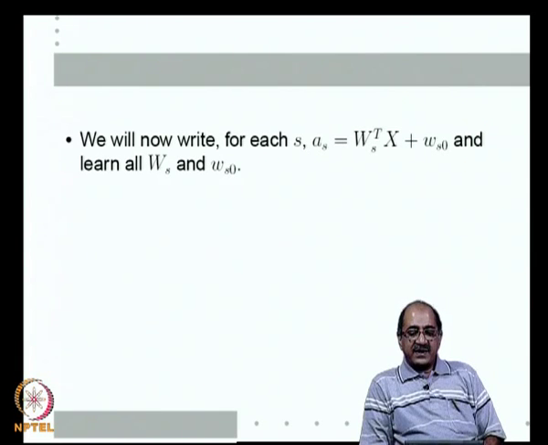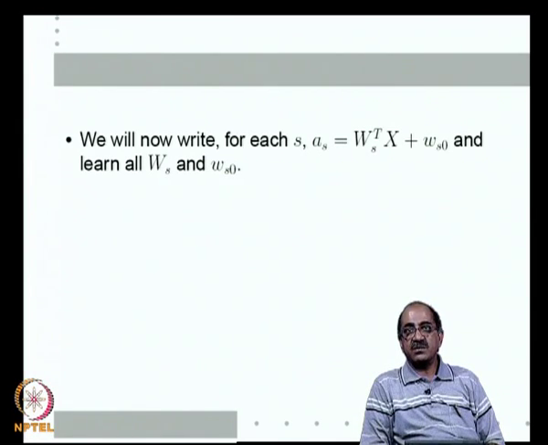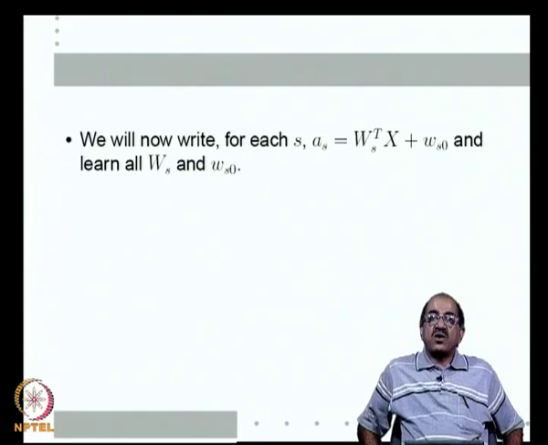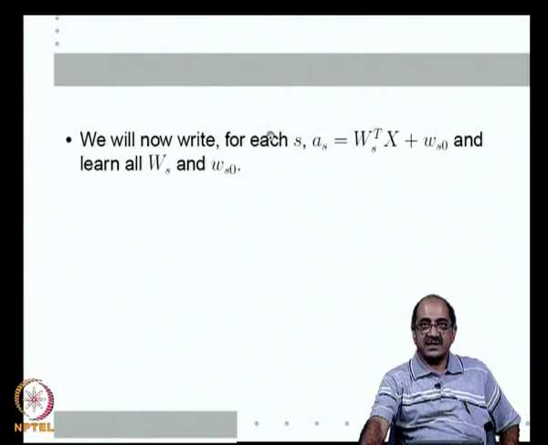Now, we will write for each s, As as Ws transpose X plus Ws naught, and we will learn all the Ws's and Ws naughts. Earlier I had W transpose X plus W naught, but now I have more than one such vector. So, each vector has a subscript. Ws is a vector, and now my scalar, the bias term, has to have 2 subscripts, because earlier we were calling it W naught. So, I now call it Ws naught.